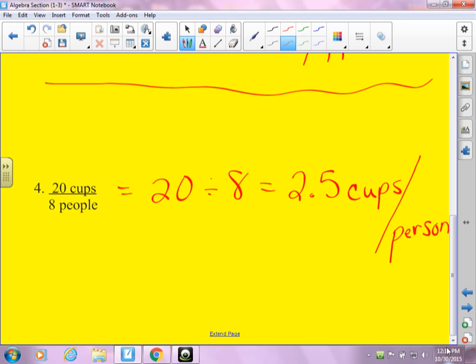Now, one person had mentioned earlier, well, Mrs. Medvick, how can you have 2.5 cups per person? I can't cut a cup in half. Well, if I'm looking at paper cups and say I want to give this person 2.5 paper cups, no, you wouldn't do that. But if you're thinking about something in the cup, like liquid or a recipe of some sort, you can have 2.5 cups per person.